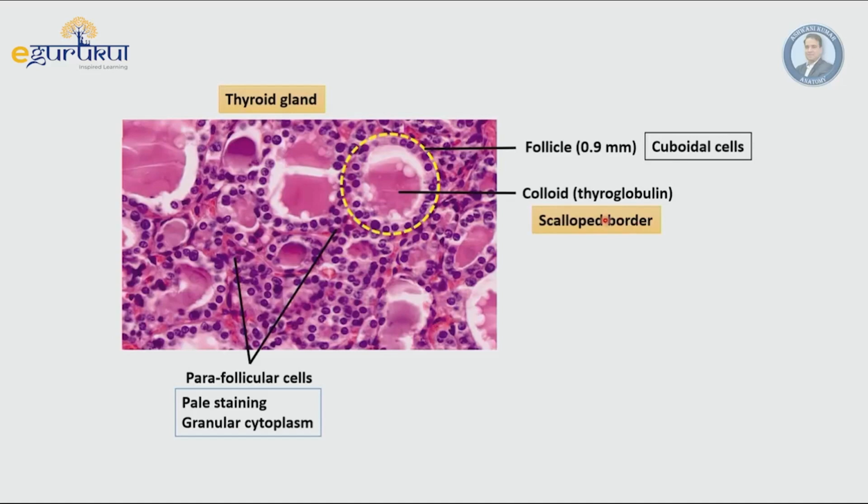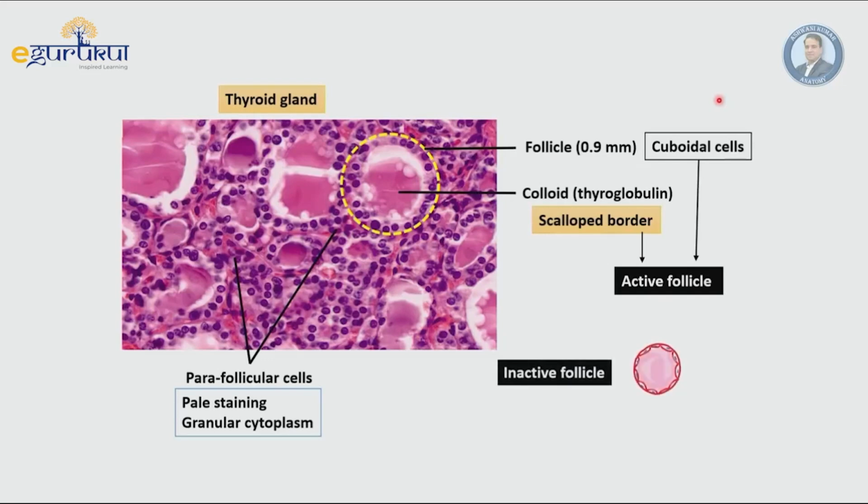Cuboidal cells and scallop border, as we said, these two are the features of an active thyroid. If the question is asked on the active thyroid follicle, you will see the lining epithelium inside is the cuboidal cells, and they have this thyroglobulin border. The colloid inside has a serrated border or the scallop border. But when you compare it with the inactive thyroid follicle, it will have a lining of the squamous.